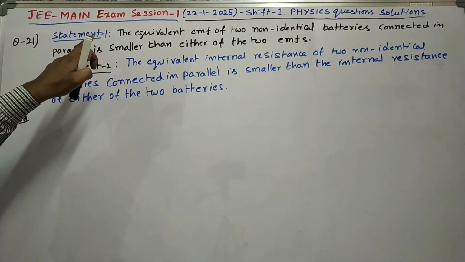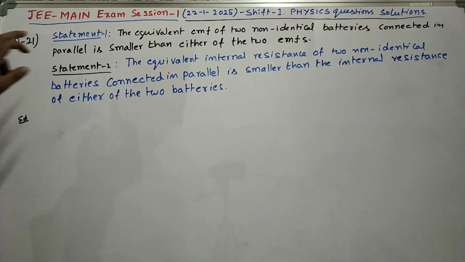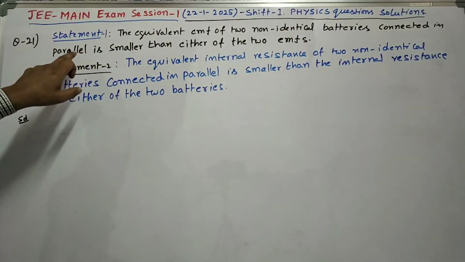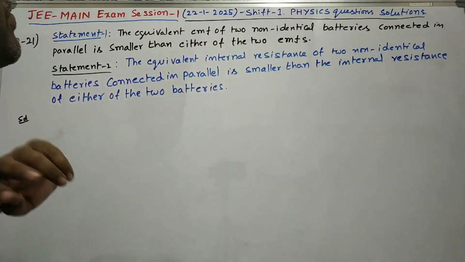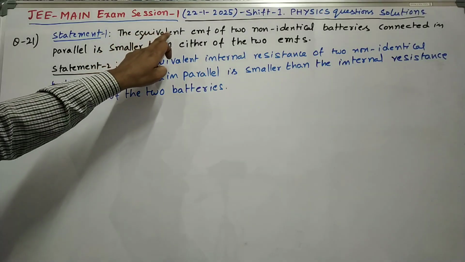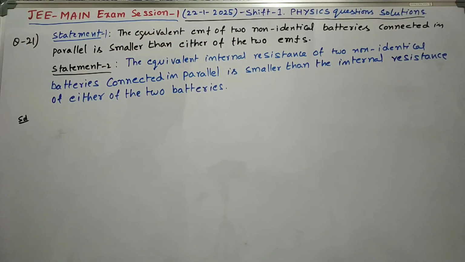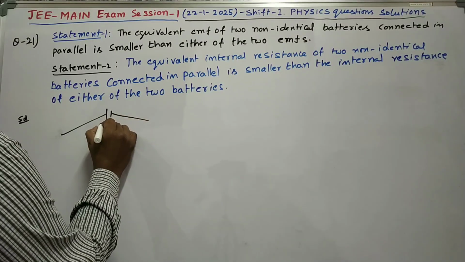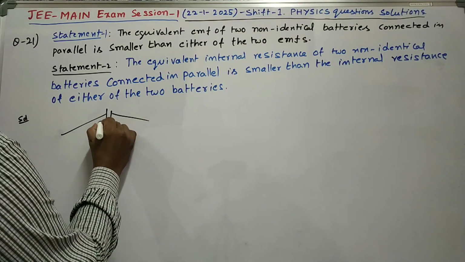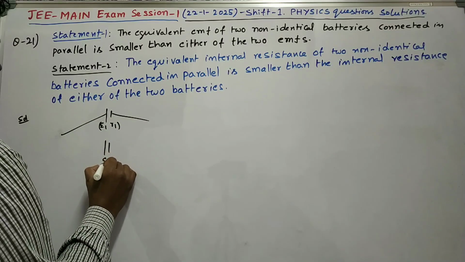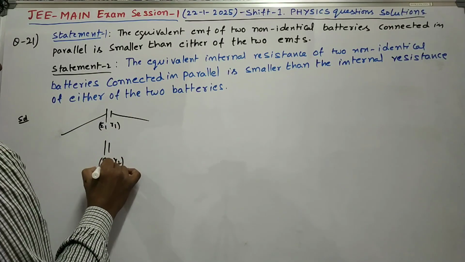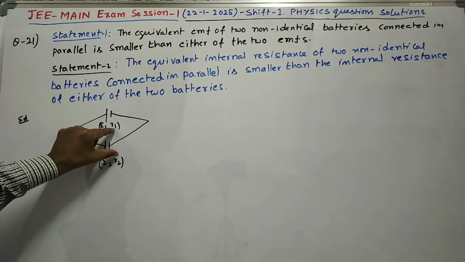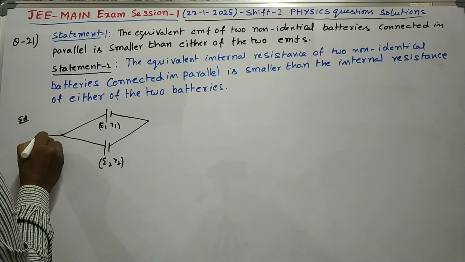The 21st question has two statements. The first statement is: the equivalent EMF of 2 non-identical batteries connected in parallel is smaller than either of the 2 cells. So there are 2 batteries. This is the first battery, whose EMF is E1 and internal resistance is R1. This is the second battery, whose EMF is E2 and internal resistance is R2. EMF and internal resistance are both characteristics of a cell.